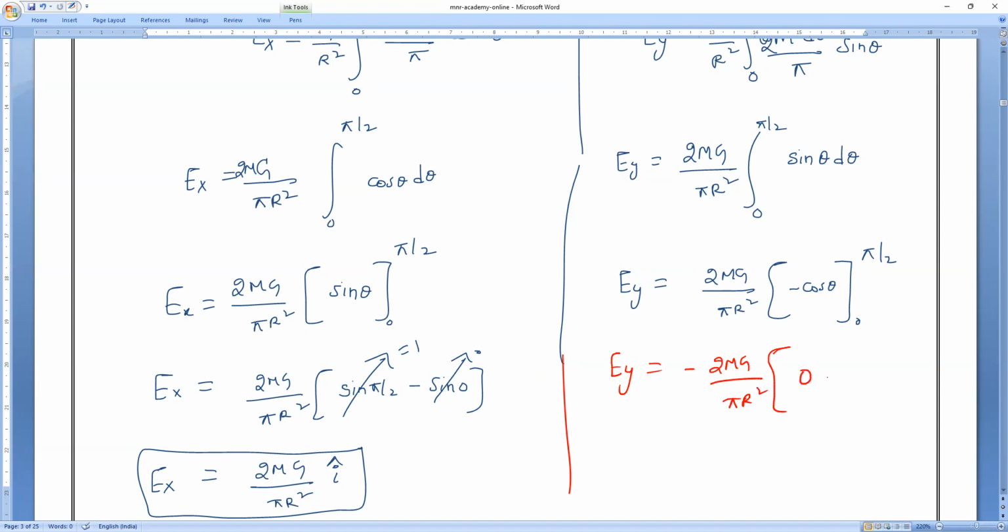Cos 90 how much? 0. Cos 0 is what? 1. So this minus will become plus. So Ey is equal to the x-axis and y-axis. Both got the same answer or different answer? Verify the answers.